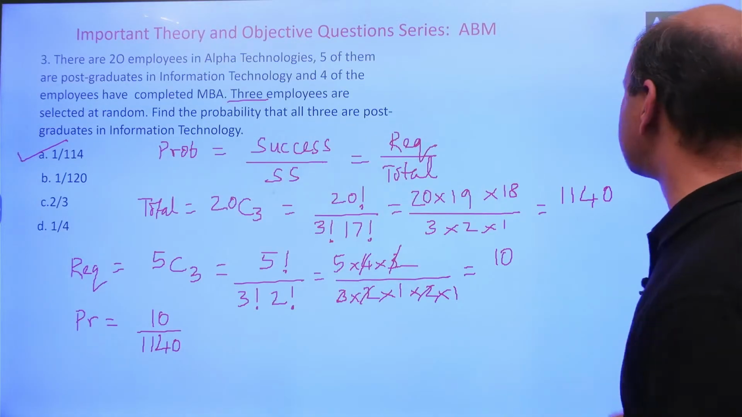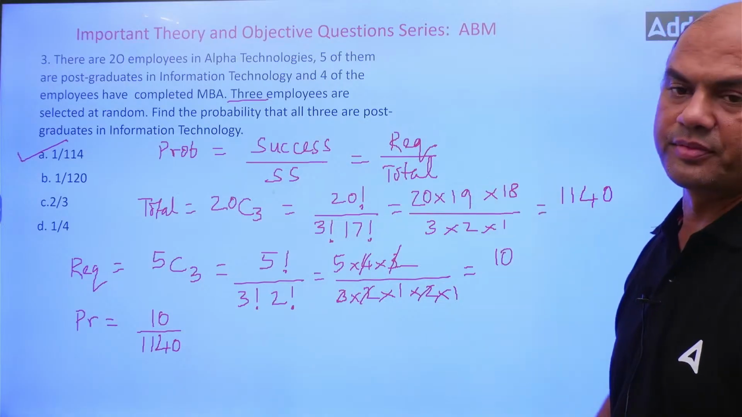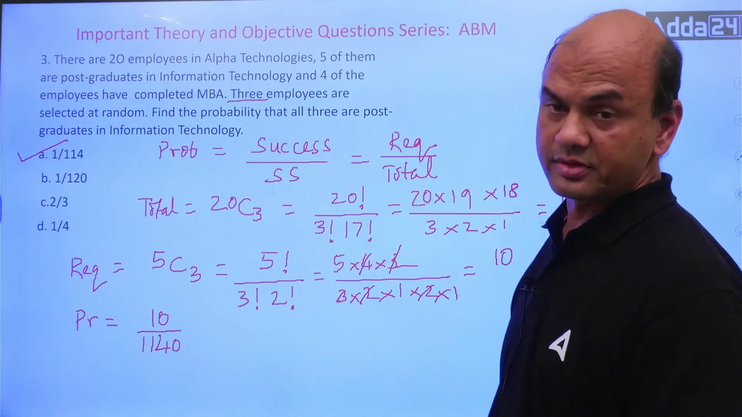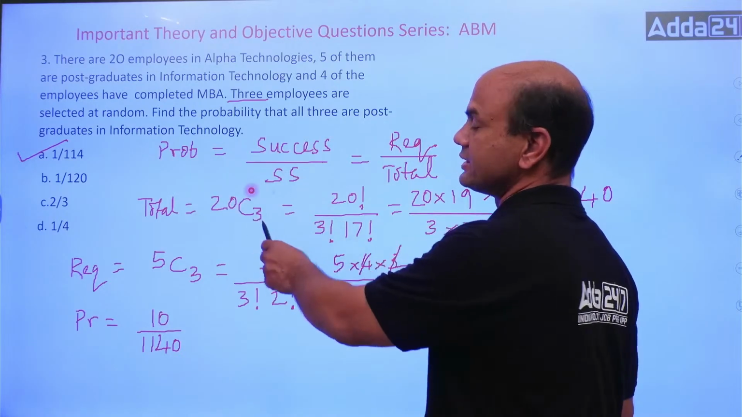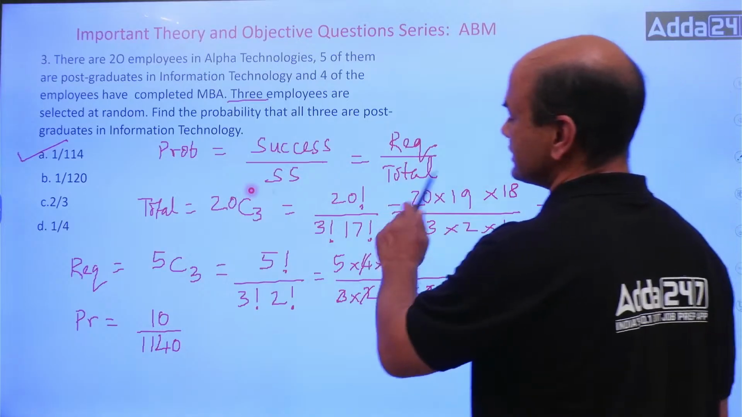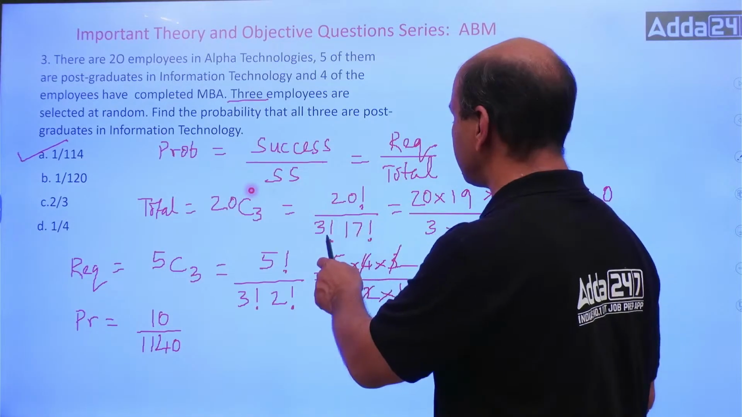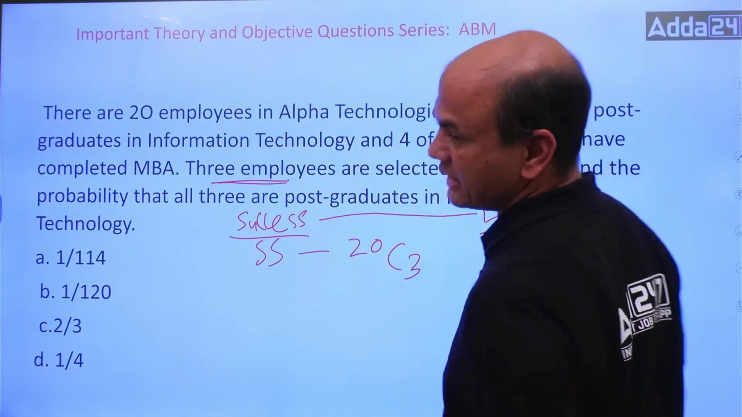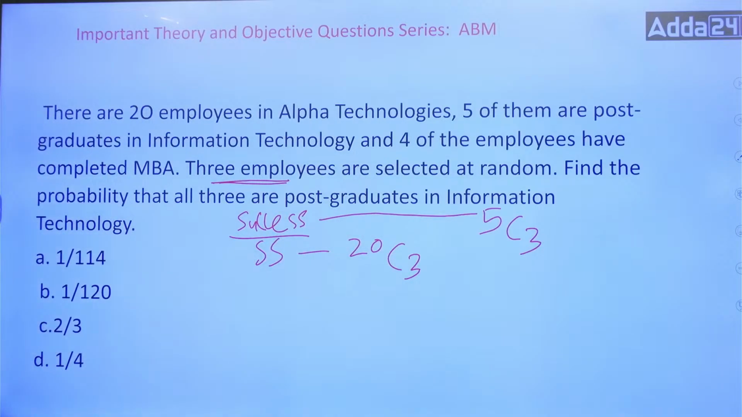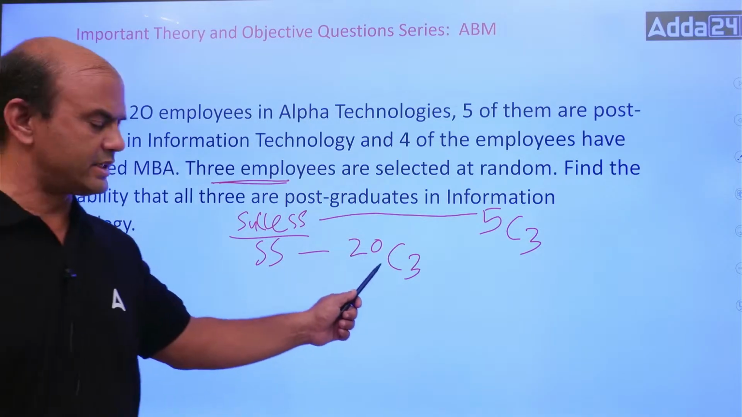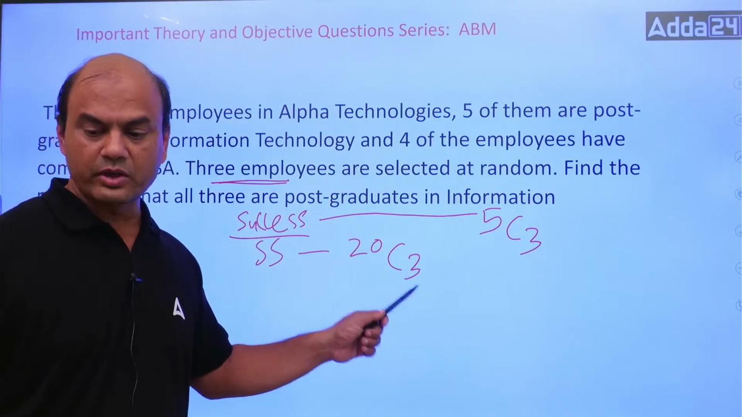See this. Probability equals success upon sample space, or required upon total. Let's solve the denominator first. What is my total, or sample space? 20C3. 20C3 means 20 factorial upon 3 factorial into 17 factorial. Everyone try to solve this. Here N minus R is 17, right? NCR is N factorial upon R factorial into N minus R factorial.